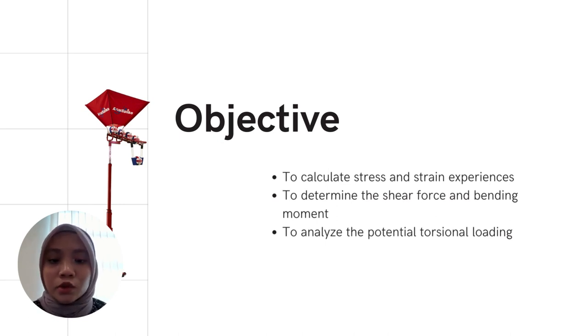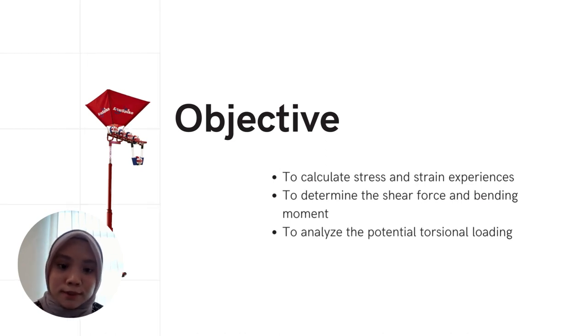The main objective for this report is to calculate stress and strain experienced by the SAF volleyball training machine component under different loading conditions. Second, to determine the shear force and bending moment in the height and base of the SAF volleyball training machine. And lastly, to analyze the potential torsional loading that may occur in the height and base of the machine.